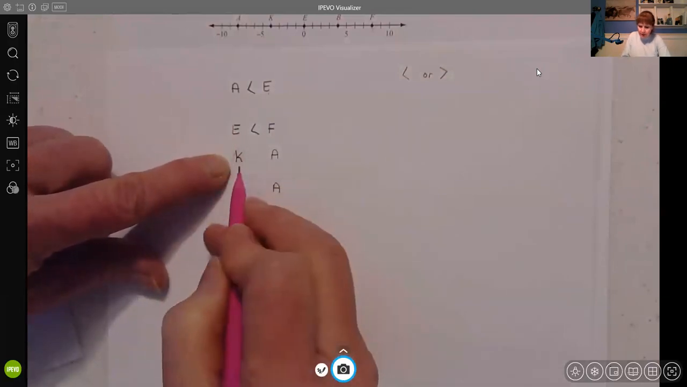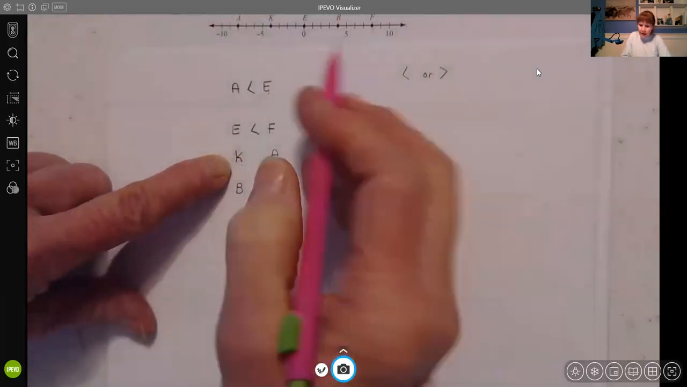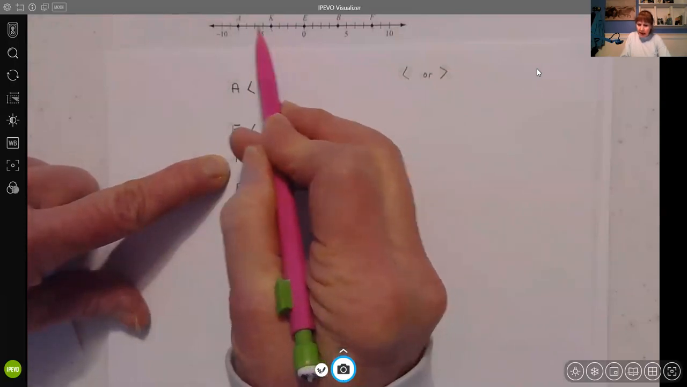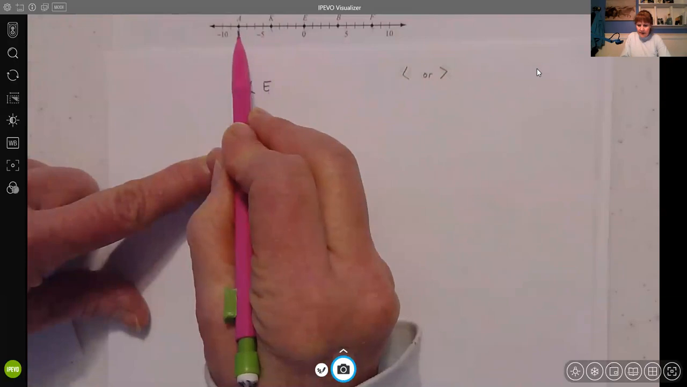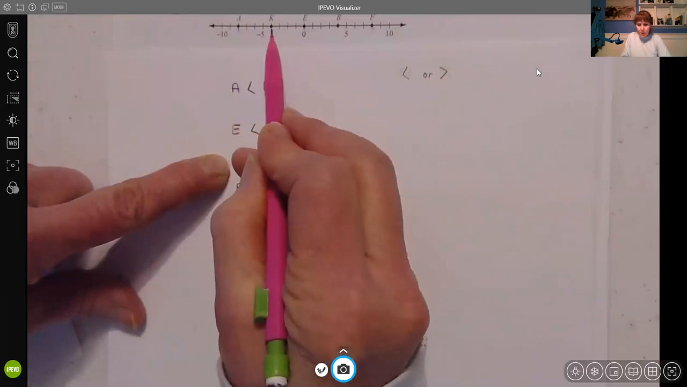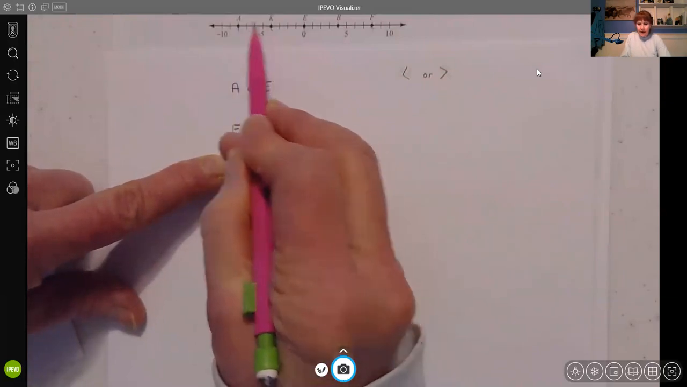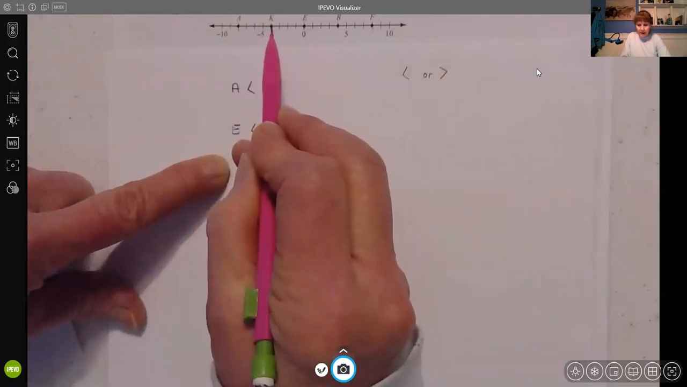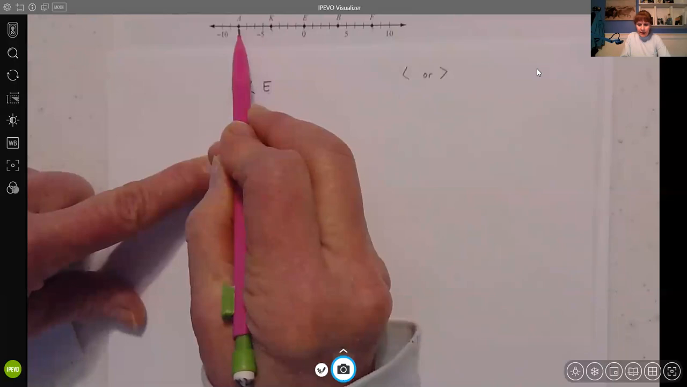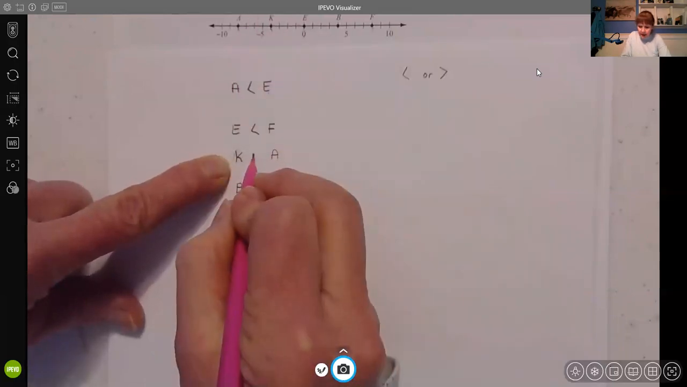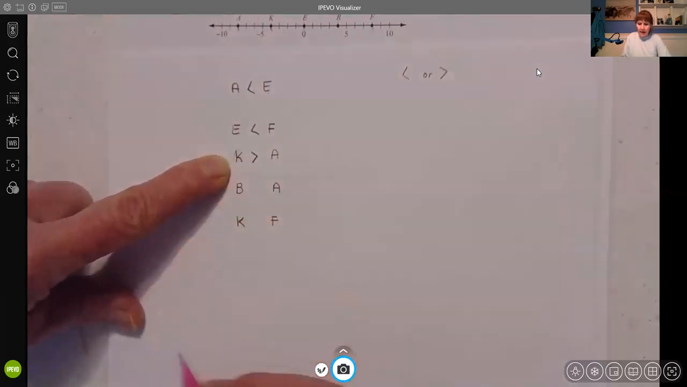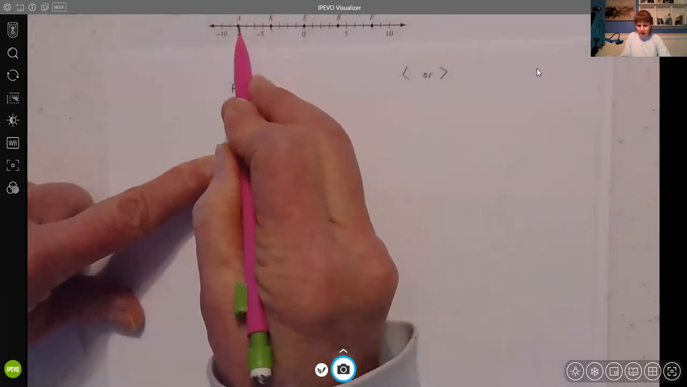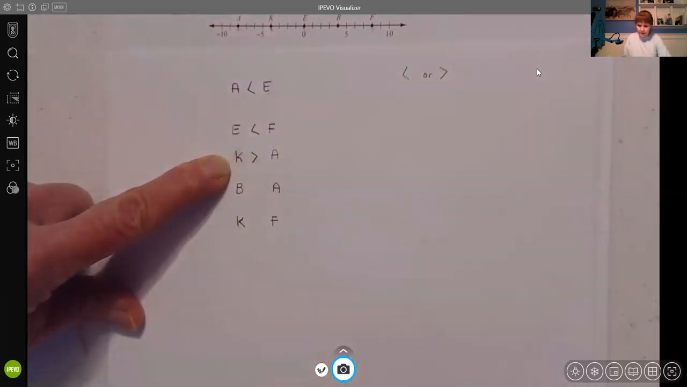Okay, let's compare K with A. K is a -4 and A is a -8. -4 is larger than a -8 because it is to the right. K is to the right of the A. So K is greater than A. So a -4 is larger than a -8.